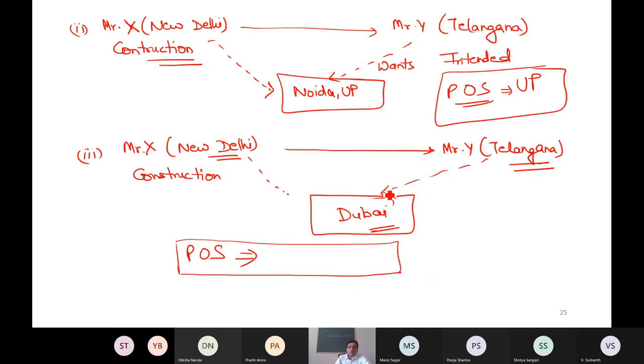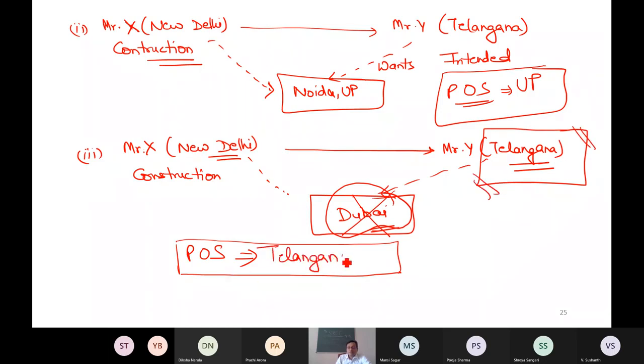Where the property is located outside India or intended to be located outside India, then this is not the place of supply. Then I will check the place where the recipient is located. Telangana becomes the place of supply, and this government gets the revenue, though you are constructing the property in Dubai. You have to pay the tax, even though the property is in Dubai. I hope the point is clear.